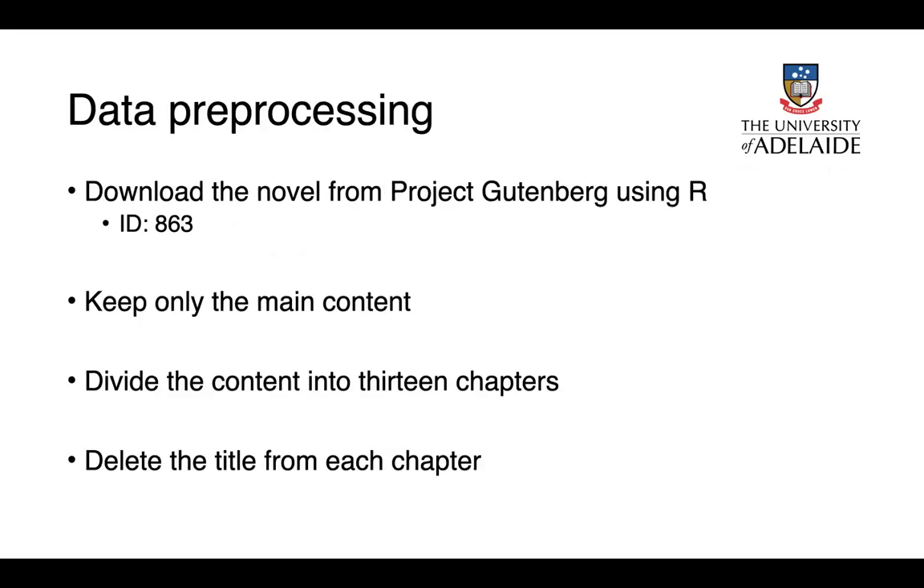First, we need to do some data pre-processing. We download the book from Project Gutenberg, and we keep only the main content, which is 13 chapters. We divide the content into chapters, and we delete the title from each chapter.